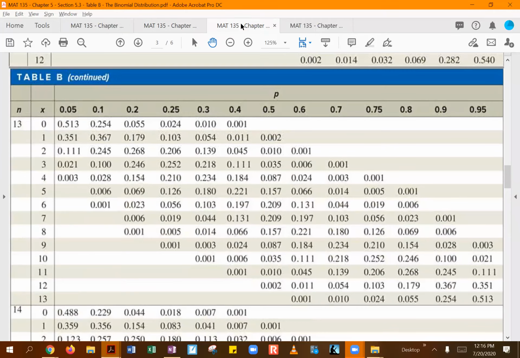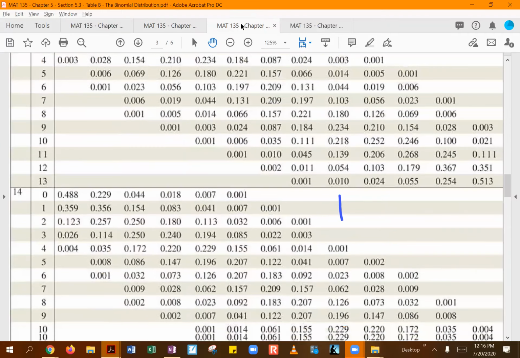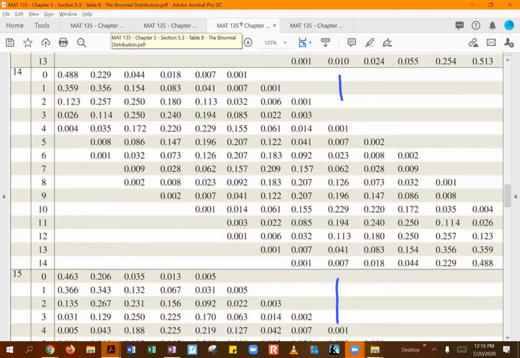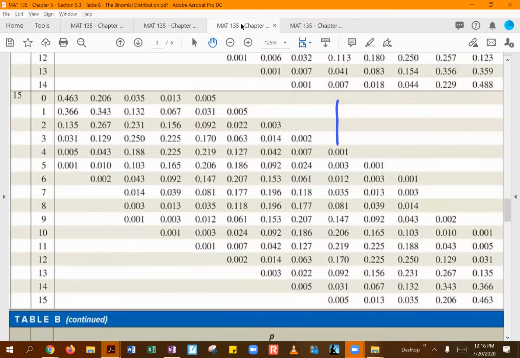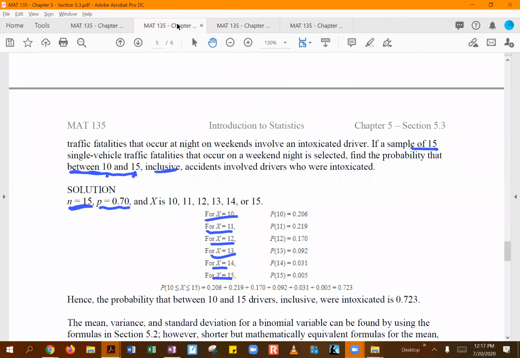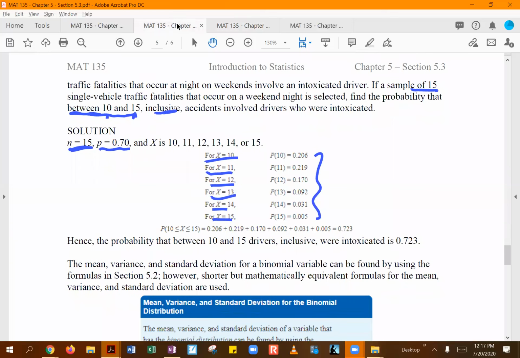And your 70% is this column right over here. Okay, so N is 15, and then our X values are going from 10 to 15. So that's going to be these numbers over here. You're going to basically add all 6 of those numbers, and you can see when we add them up together, it adds up to 0.723. So, pretty high probability.